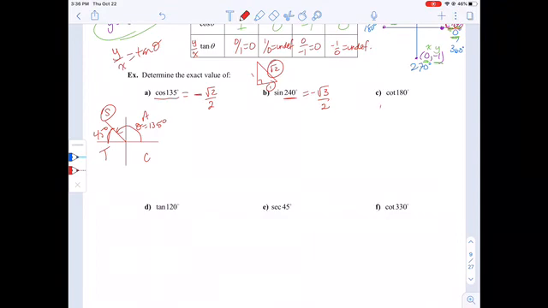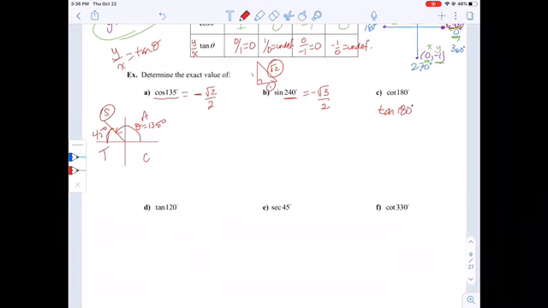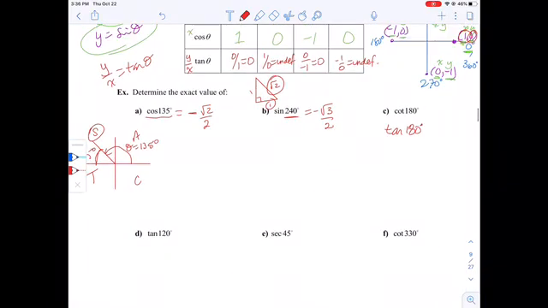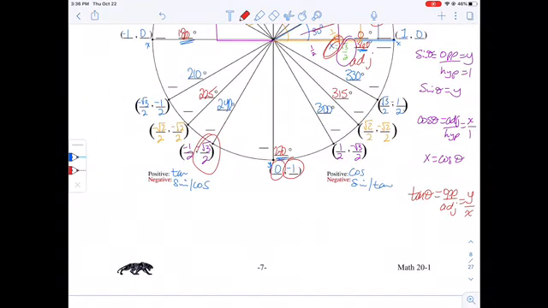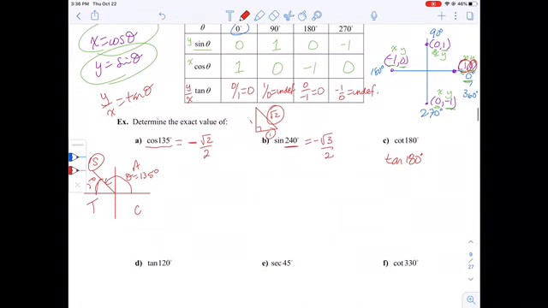Cotan of 180, well, let's just do tan of 180 to start with. Tan of 180. Okay, this one here, again, tan is y over x. So if I look at my unit circle, y over x, negative 1 over 0. Tan of 180 would be negative 1 over 0, which would be undefined, but cotan would be 0 over negative 1, which would just be 0.